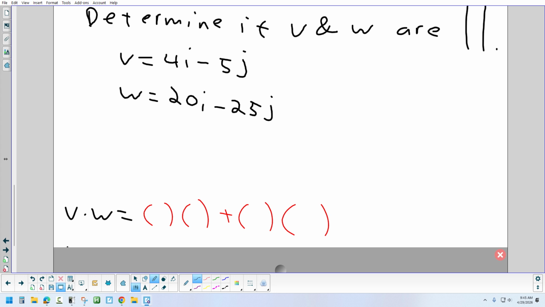Okay, first two numbers that we're going to multiply together: 4 and 20. Second two? -5, -25. 4 times 20, and -5 times -25. Okay, so there's my dot product. By finding the dot product, I can tell you one thing about the vectors right now. What do I know? Because the dot product came out to 205.